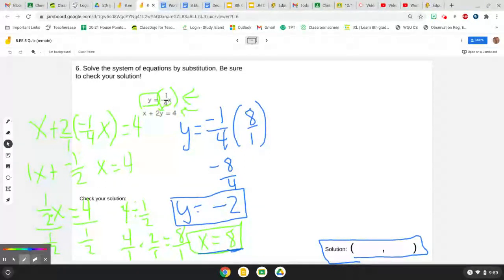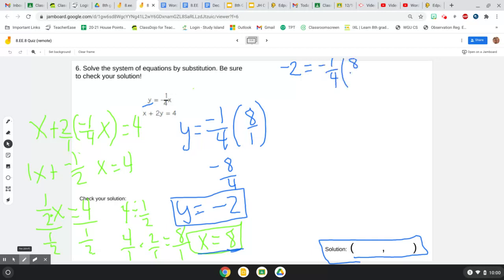So remember, if I check, I'm just going back to my originals. And I'm showing that in my first one, I think y is -2. So I'm going to substitute in -2 and then equals -1/4 times x. And I think x is 8. So I'm going to put that over 1. Now I need to make sure that this is true. So -2. When I multiply, that gives me -8/4. Is that true? Is -8 divided by 4 -2? Yeah, it is. So this one is good. First equation is A-okay.